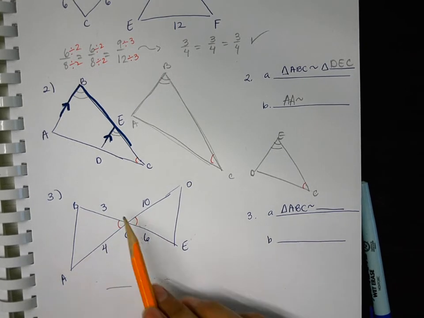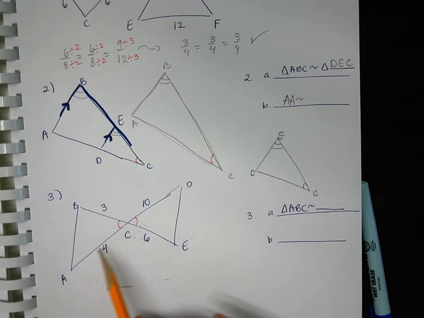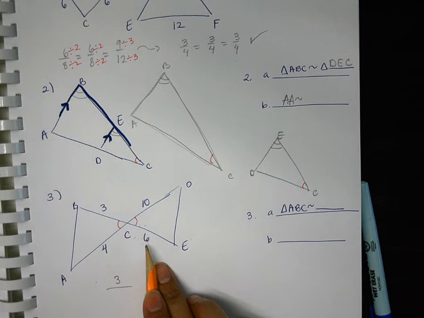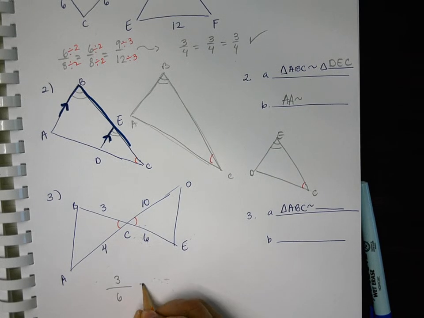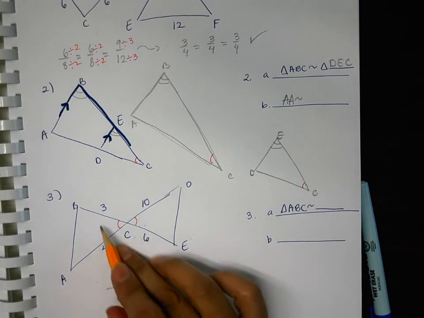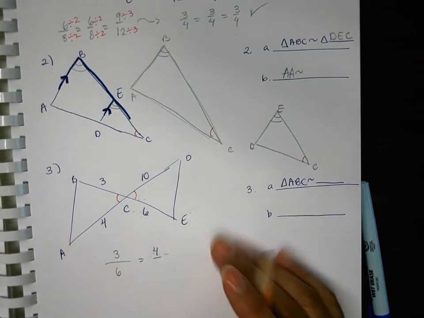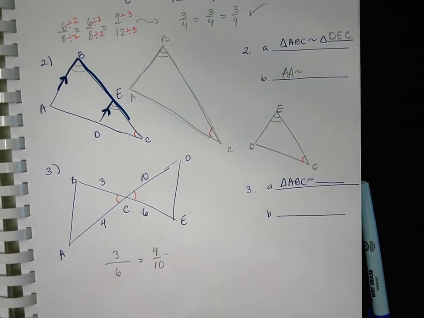So if I'm starting on the left and I'm working with small, which side would I choose? 3, and would I put over 10 or over 6? 6 because it's small. Okay, my larger one on this side is what? 4 over 6 or over 10? 10. Now, reduce and see if they are the same. Or you can cross multiply. That works as well. But I'm going to reduce.